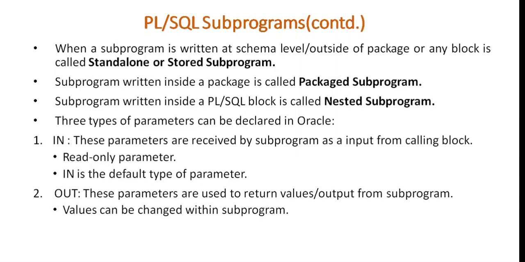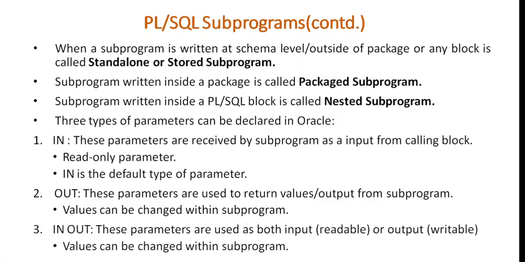Then we have the out type of parameter. These are the parameters used by a function or procedure to return values. Out parameters are the type of parameter whose values are returned by the procedure or function as output, and these values can be changed within the subprogram. Whatever parameters are declared as out parameters, those values are manipulated within the function or procedure.